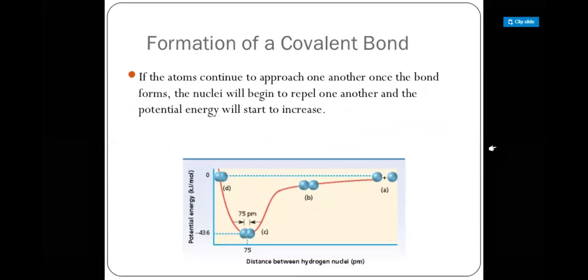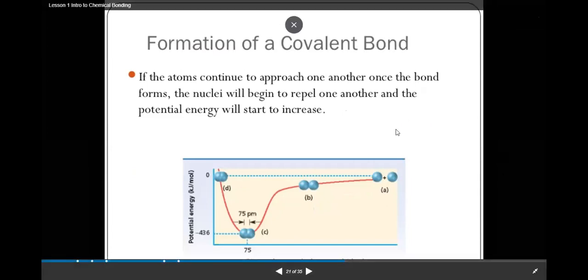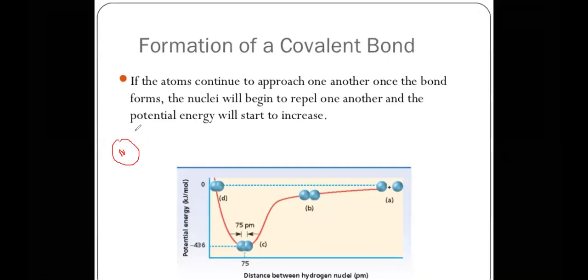So the atoms continue to approach one another. Once the bond forms, the nuclei will begin to repel one another and the potential energy will start to increase. Here you can observe what happens. Once they have bonded, there is a distance between one hydrogen nucleus and the other hydrogen nucleus. So they again repel each other. Because of the repulsion, the energy starts to increase.